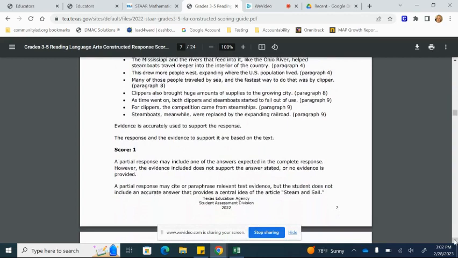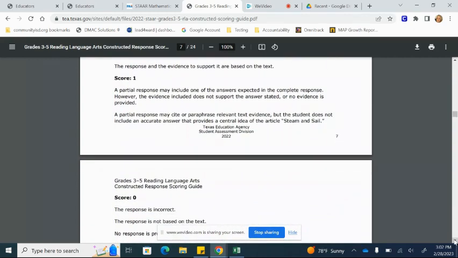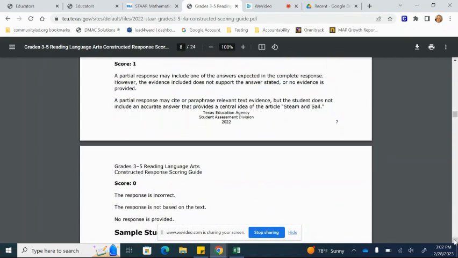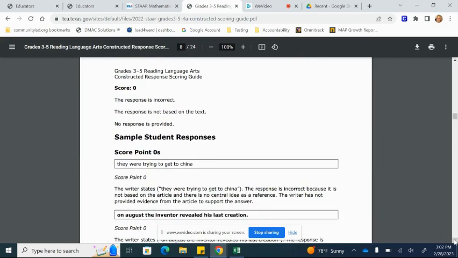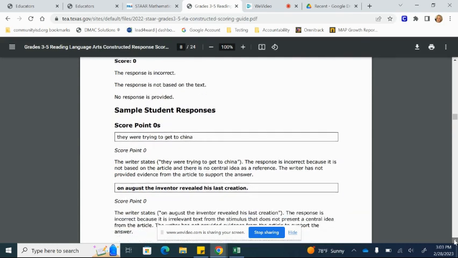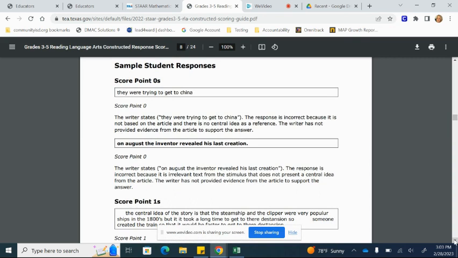Okay. Now it's going to show us, so score of 1 would be a partial response. Maybe they give you the central idea, but they don't offer support. Maybe they're just a little off. 0, the response is just incorrect. It's not based on the text, or they just skipped it. The part that's really neat here, though, is the sample student responses. So this is showing you what would earn a score of 0. And then underneath that, though, it's a rationale.